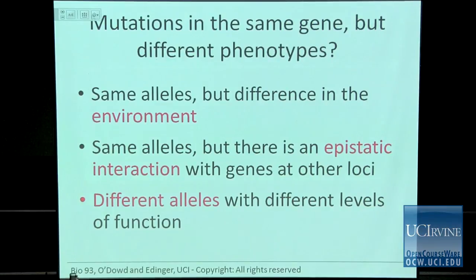Different alleles with different levels of function. So that's what we just went through with the CFTR mutations. Depending on what kind of allele you have, how much activity it has, it can alter the severity of the phenotype or other aspects of the phenotype, how the phenotype appears. So you can have same alleles and differences in environment and genes at other loci, or you can have different alleles to give you a different phenotype. Are there any questions? Because we're going to move on to something else.